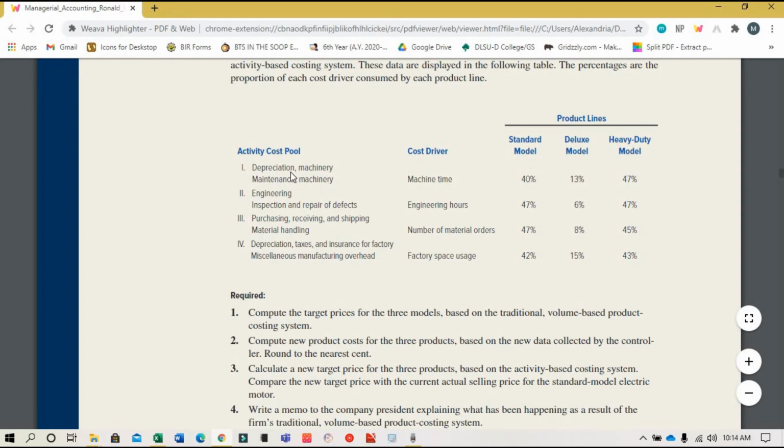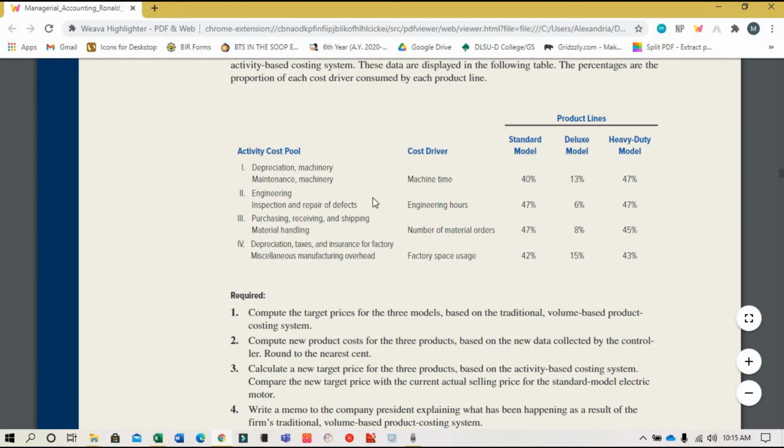So we have four activity cost pools. The first one is depreciation machinery, maintenance machinery. The second cost pool is engineering, inspection and repair of defects. The third activity cost pool is purchasing, receiving and shipping, material handling, and the fourth cost pool is depreciation, taxes, and insurance for factory, miscellaneous manufacturing overhead. Please refer to this data for your perusal.